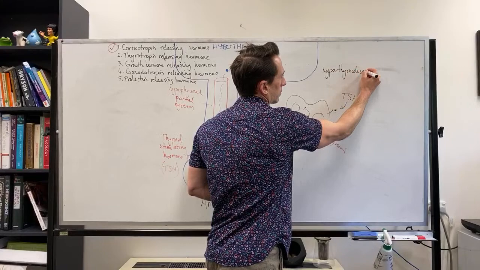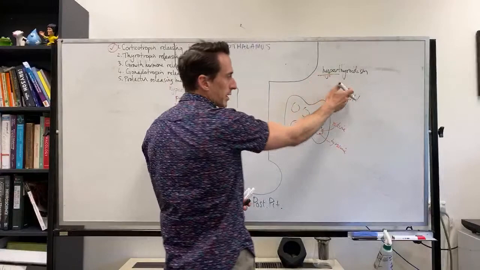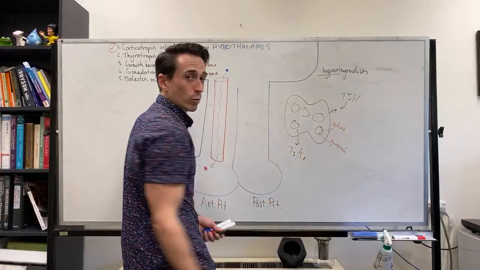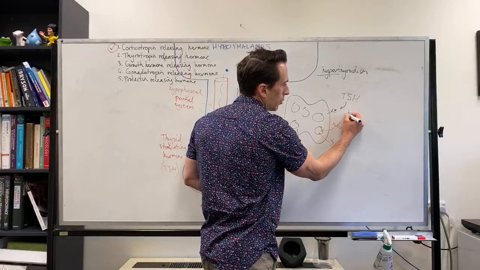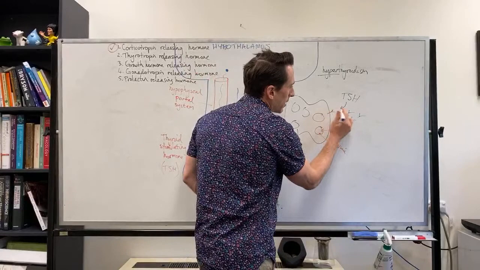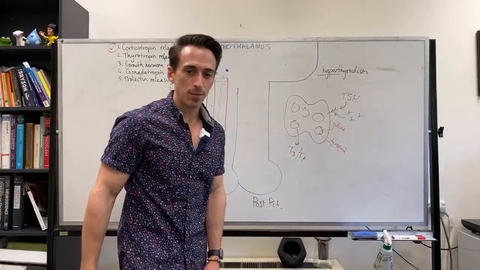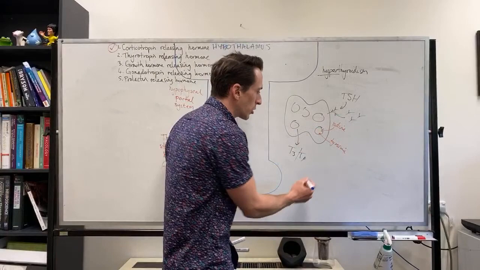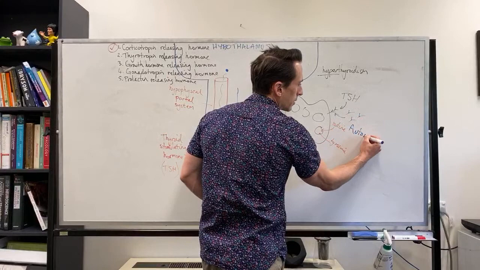So it's got hyper, so this is overactive. Now, this is the usual scenario: TSH, receptor, iodine, tyrosine, and it spits out T3 and T4, which are the thyroid hormones. But for some people, they create all these antibodies, right? These are immune cells. They create these antibodies that bind to that TSH receptor. And if these antibodies bind to that TSH receptor, they stimulate thyroid hormone to be produced. And if thyroid hormone's being produced, it just keeps bumping it up. So this is an autoimmune disease, and it's called Graves' disease.